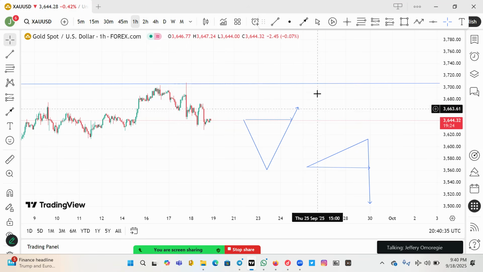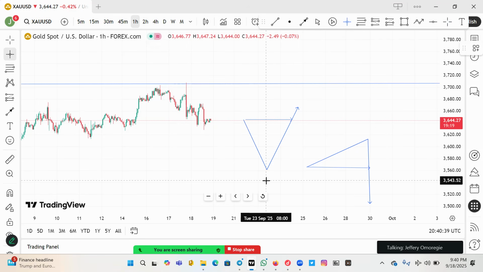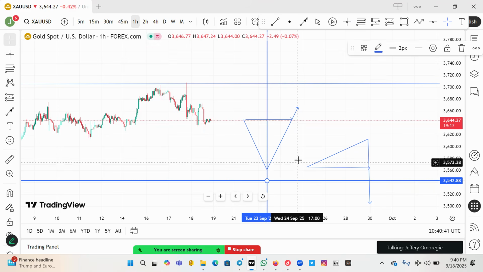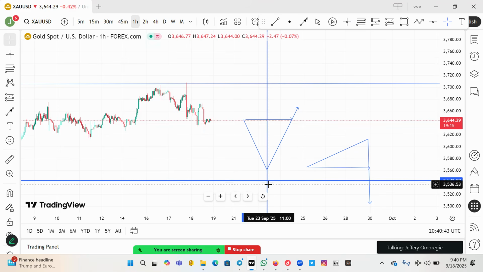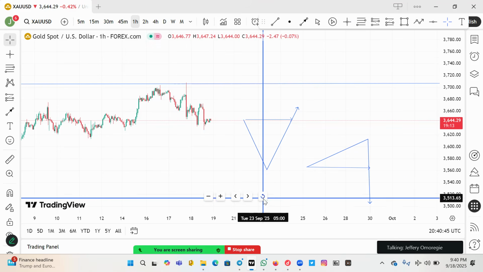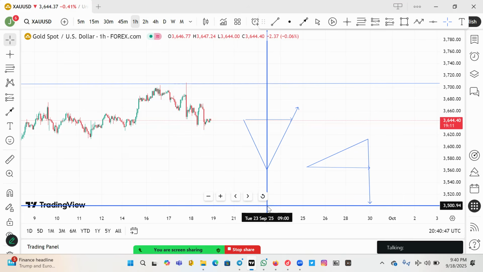Look at the V shape. If you are dividing this V shape into two, you will see that you have two sides. You have the left hand side and you have the right hand side. Now, your LCQ must be at the right hand side of the break of structure.